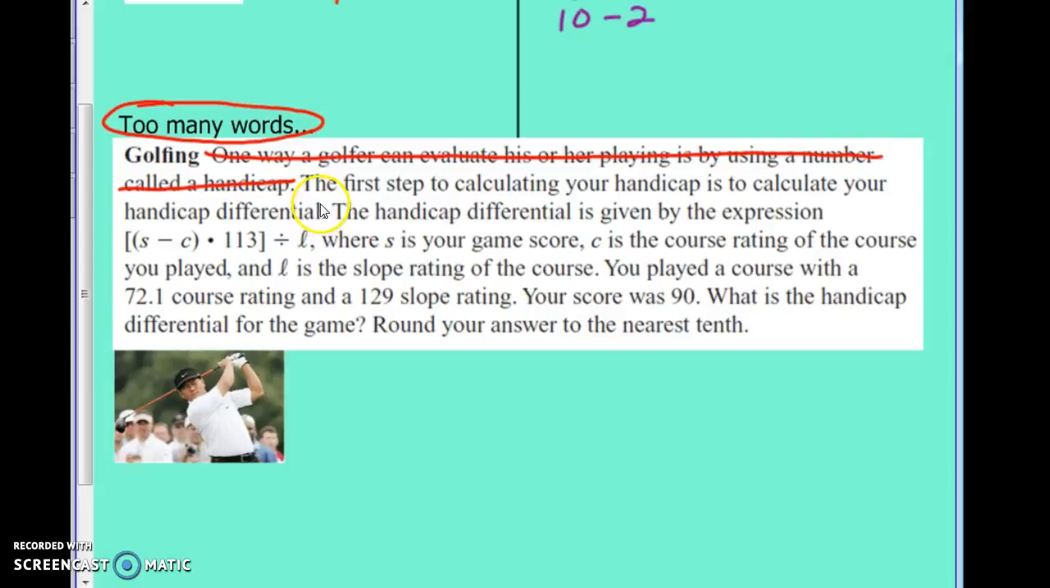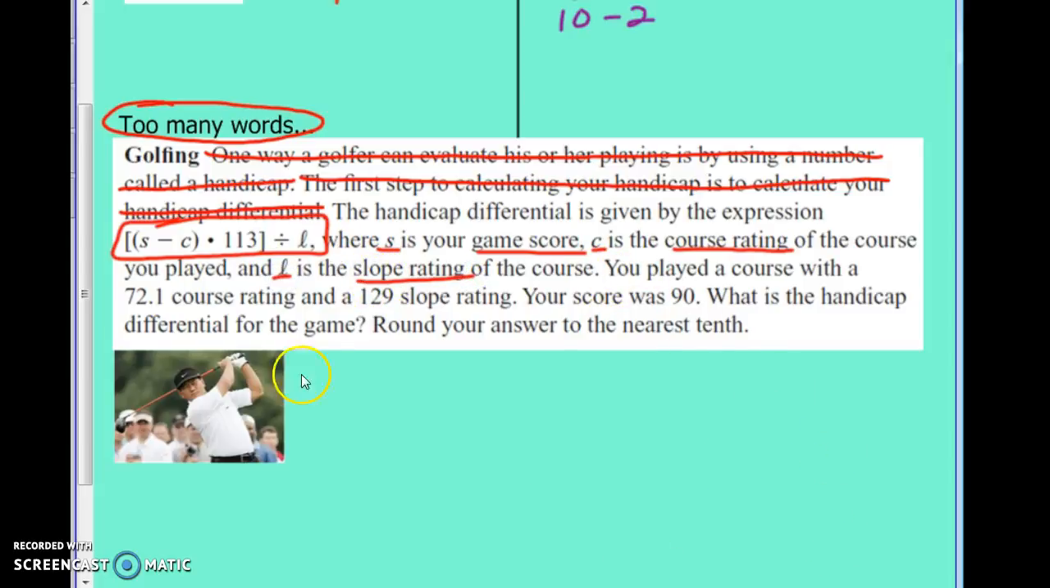Then it says the first step to calculating your handicap is to calculate your handicap differential. Also cool, they're telling us what we're going to have to do, but we don't have to do anything quite yet. Then, the handicap differential is given by the expression. Okay, this is information we are going to use, where S is your game score, C is the course rating of the course you played, and L is the slope rating of the course.